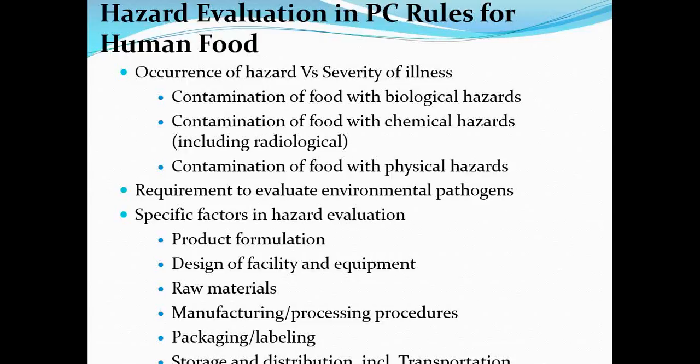Also, it requires you to consider the design of the facility and equipment, what hazards can arise from the design of the facility, and what hazards can come through raw materials, and what about manufacturing, processing, even storage and distribution. So it requires a thorough analysis of hazards coming from several sources so that you can come up with proper preventive controls. That is the objective of doing a comprehensive hazard identification and hazard evaluation, actually.